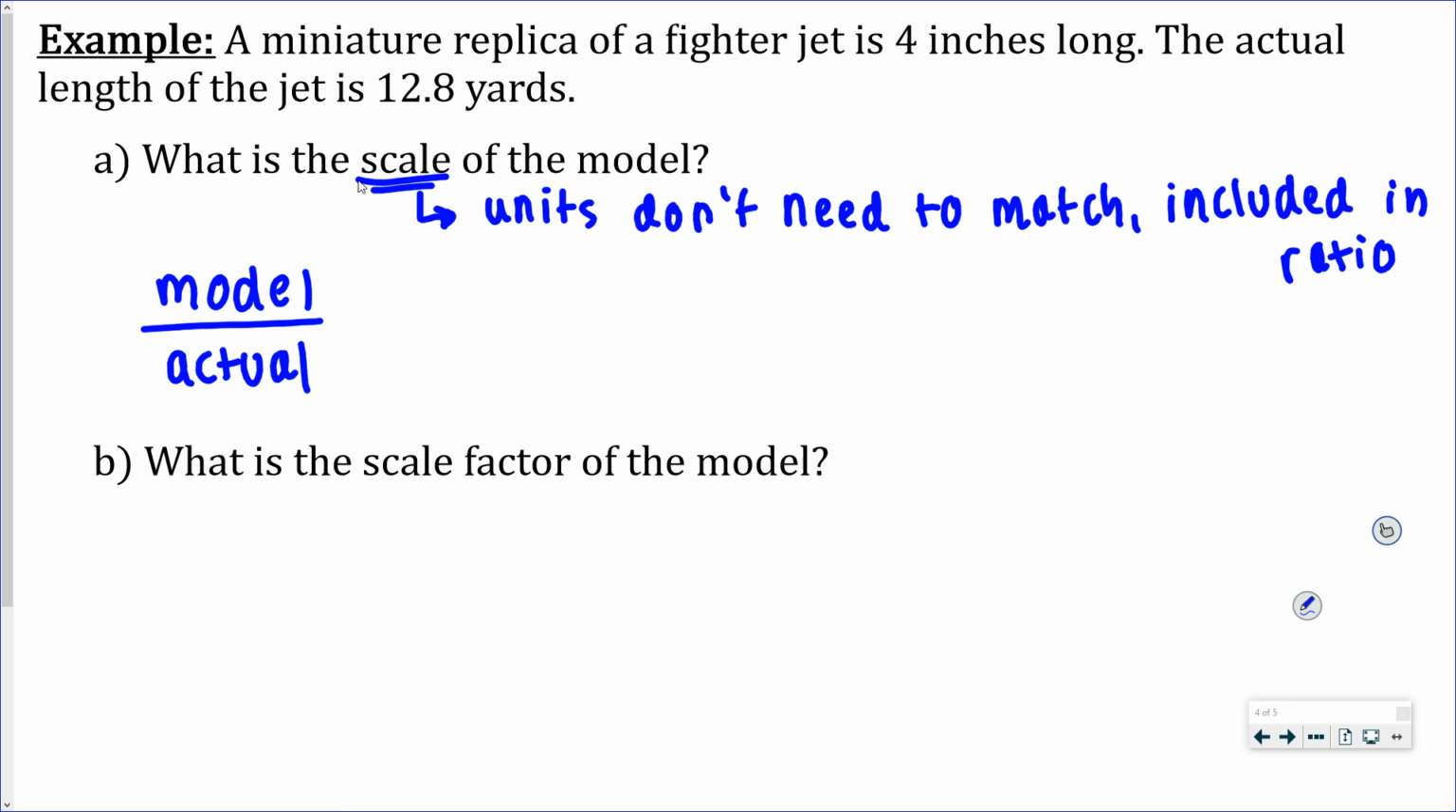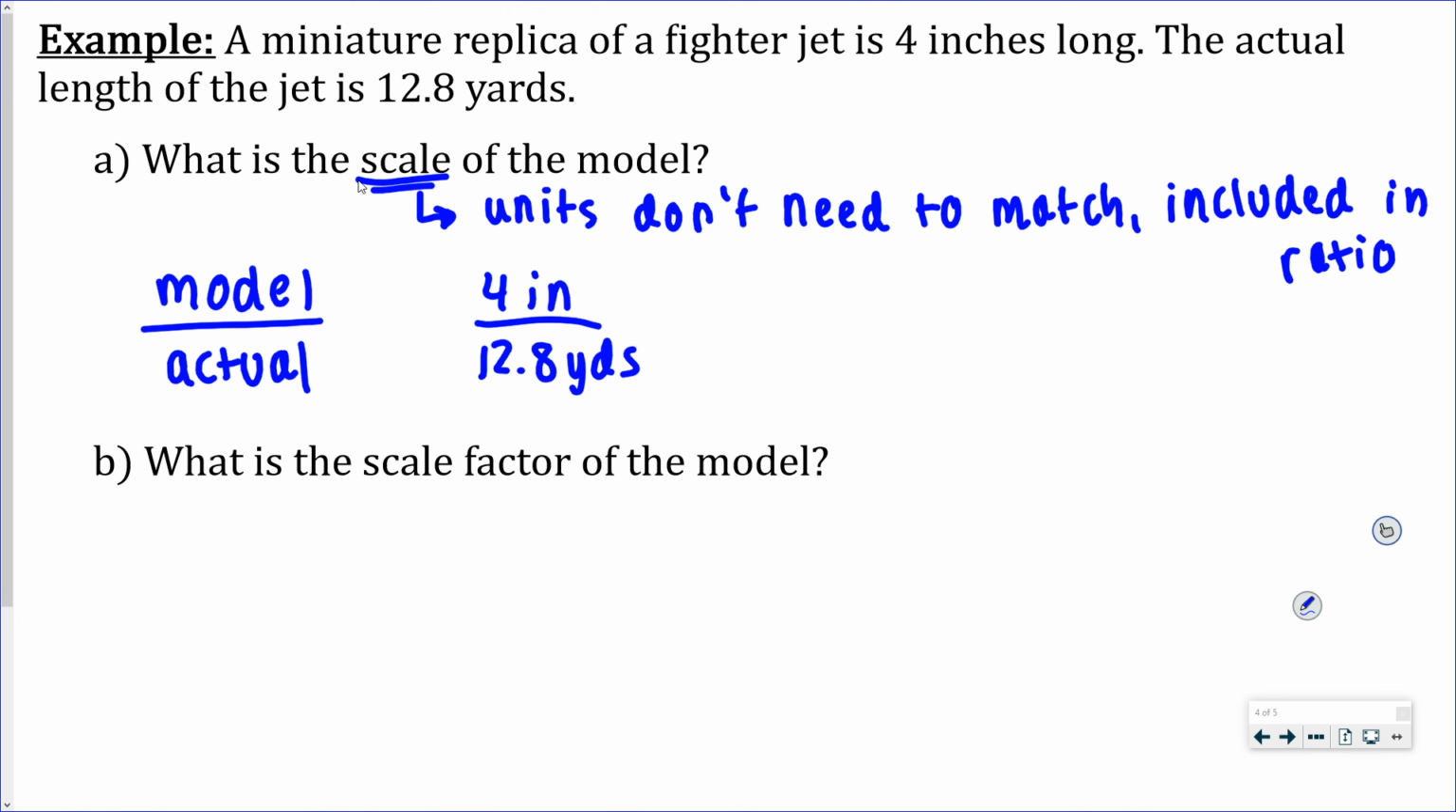You can technically write ratios either way as long as, when you go to set up a proportion, you're consistent with it. So we know the model, or the replica, whatever you want to call it, is 4 inches long. And we know the actual jet is 12.8 yards long. So this is technically a fine answer because the units don't have to match, but we want to reduce, not in the way you're used to. What we've done before, because we don't like decimals and fractions, is 4 divided by 12.8 and converted that decimal to a fraction, which is fine. I would accept that answer.